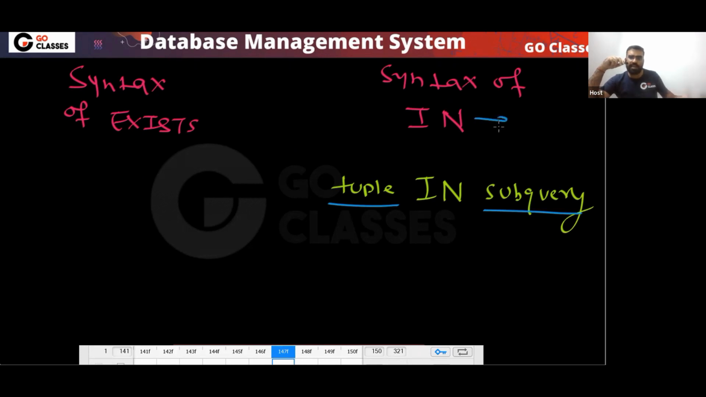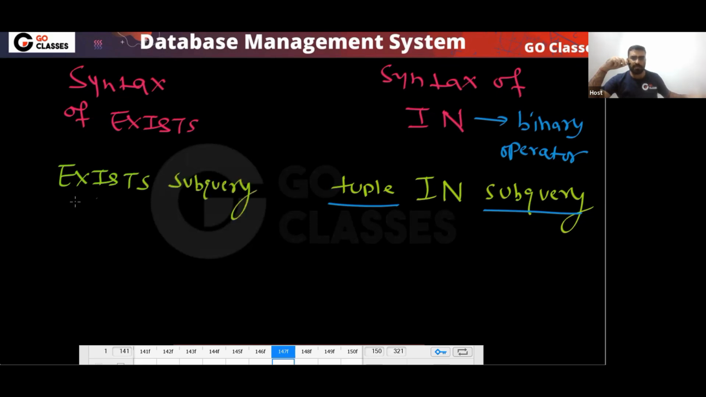So I can say this is a binary operator. You have two things. And this EXISTS has only one thing, that is EXISTS subquery. So this is unary. Only one operand is there. So you can notice here you only have one operand. Is this clear? Okay, so very simple idea.